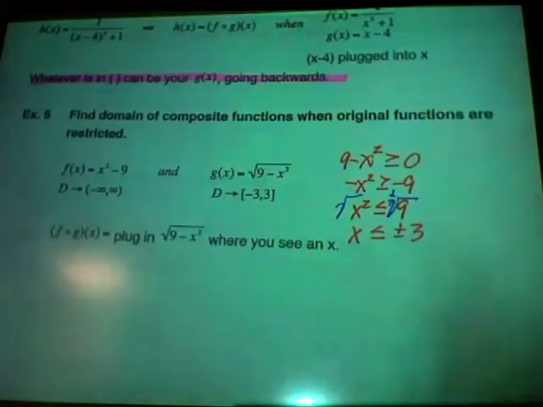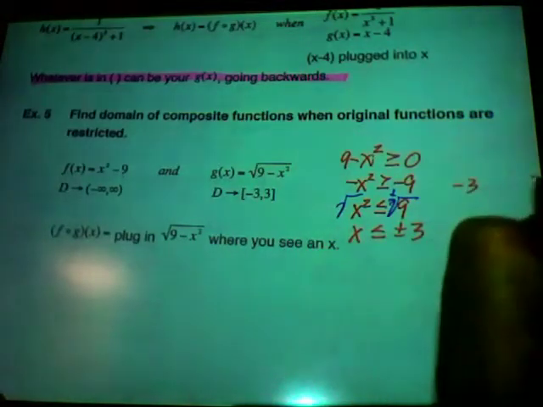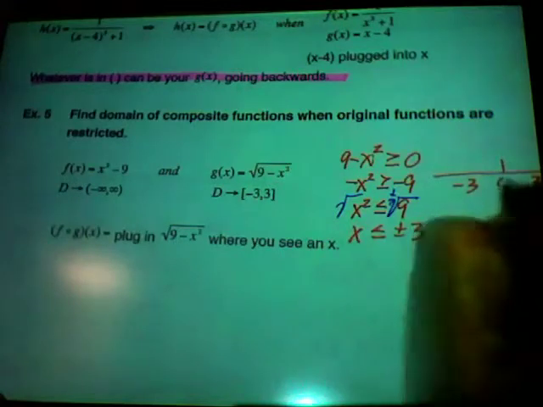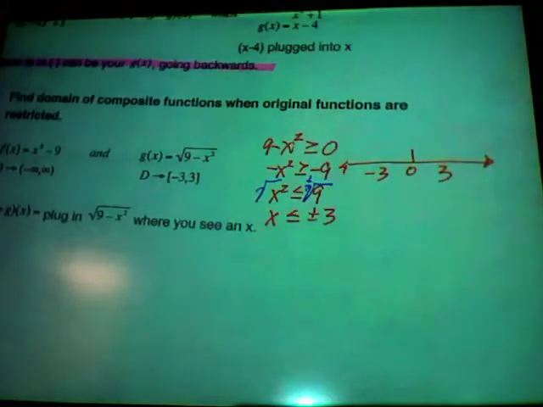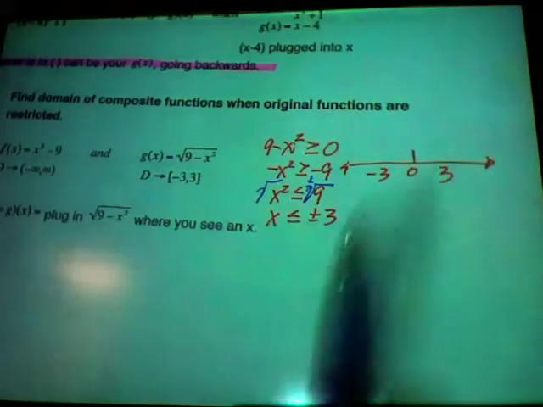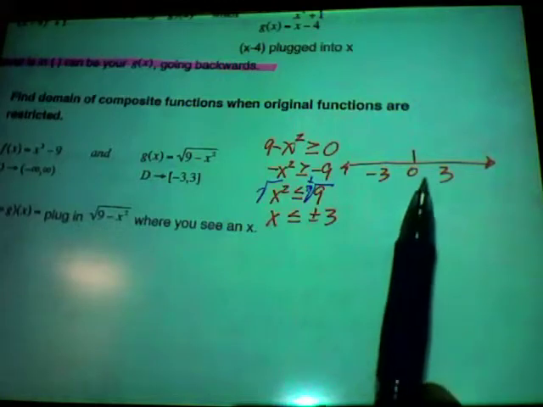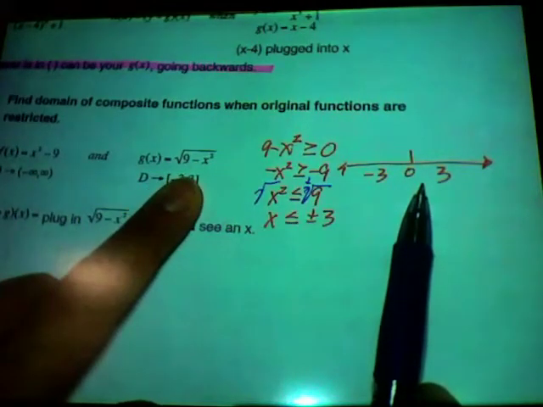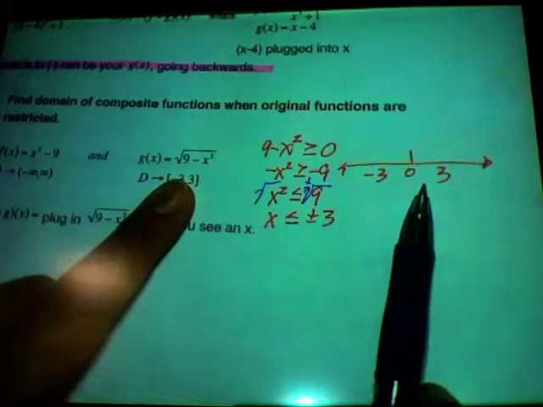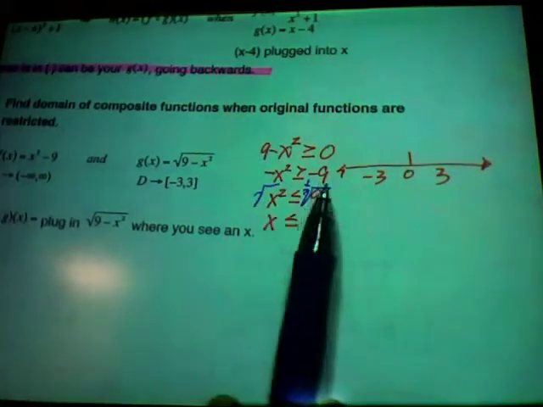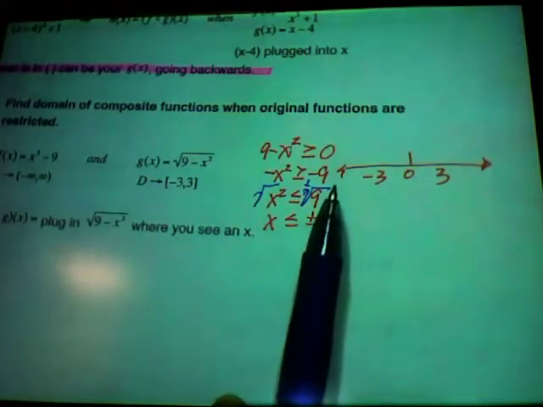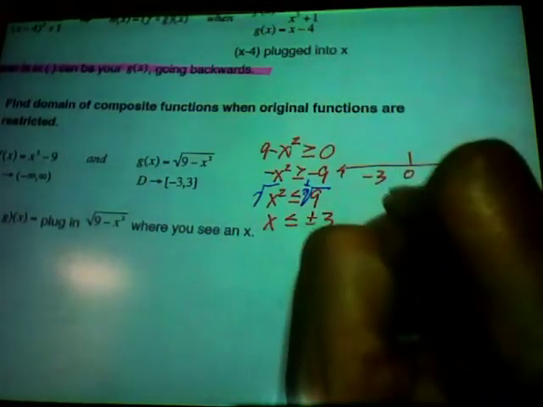Now remember, your critical values are negative 3 and positive 3. So if this were on a number line, you would want to test that number line. I want to test in between. What's a great number to test in between? 0. So 9 minus 0 squared, what would that be? What's 0 squared? 0. What's 9 minus 0? 9. What's the square root of 9? 3. So I guess we'll have to plug it up here. So that's doable, isn't it? And so this is true.